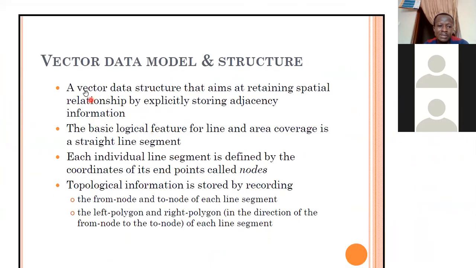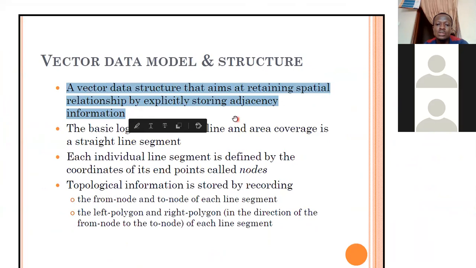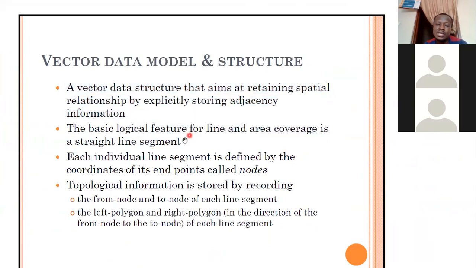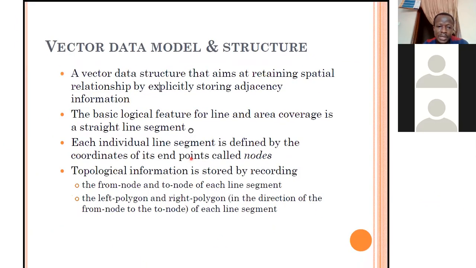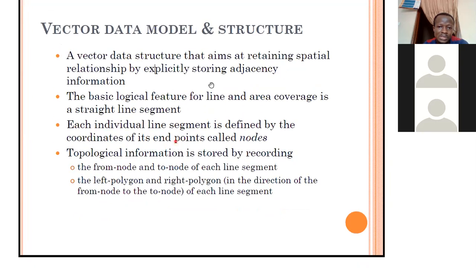All right, a few things to note here. It stores adjacency information, because topology is only relevant when using the vector data structure. Remember we said topology has to do with the relationship between geographic features. So we can only talk about topology with vector data. Adjacency has to do with topology.